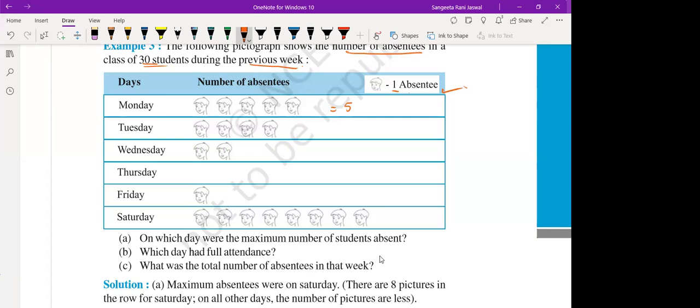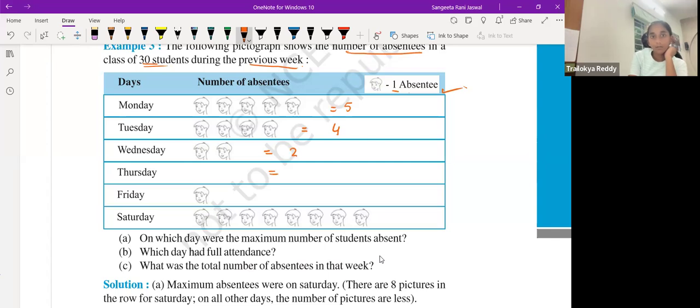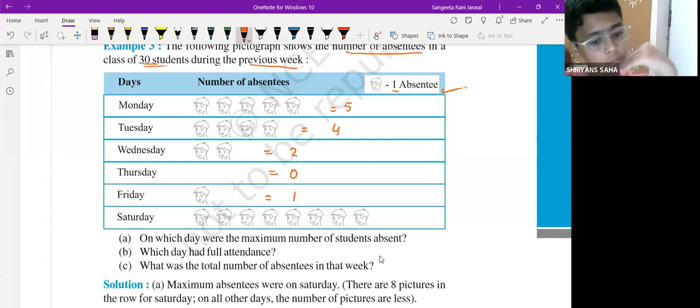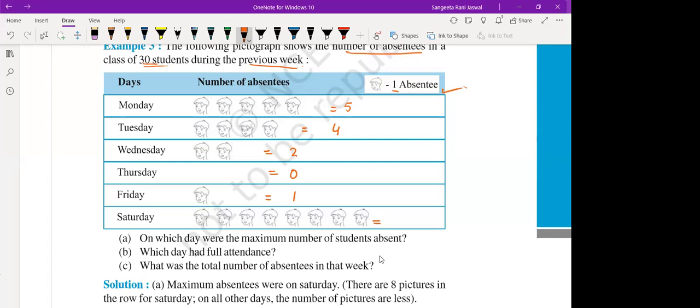On Tuesday, how many absentees were there? Ma'am, 4. Yes, Trilokya, tell me how many absentees on Wednesday? 2. On Thursday? Ma'am, none. That's 0. Shreyansh, so Friday? Ma'am, 1. Neha, on Saturday? On Saturday, how many absentees were there? Adya? Ma'am, 8. Okay, so these were the absentees on different days.